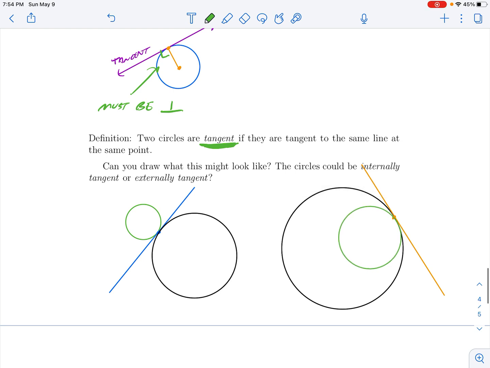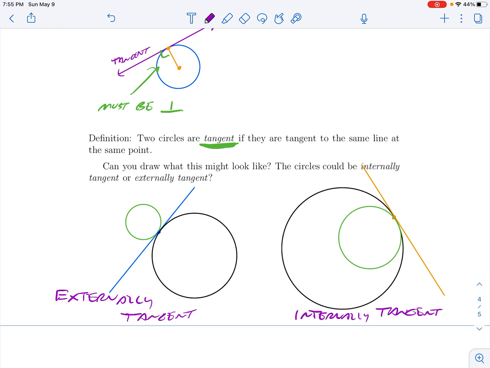Gotta move it just right. Like that. Also, two circles touching each other in just one point. The situation here on the left, more specifically, we would say that these two circles are externally tangent. And here on the right, we would say they are internally tangent. The circles only touch in a single point, but their interiors maybe overlap or maybe don't overlap.